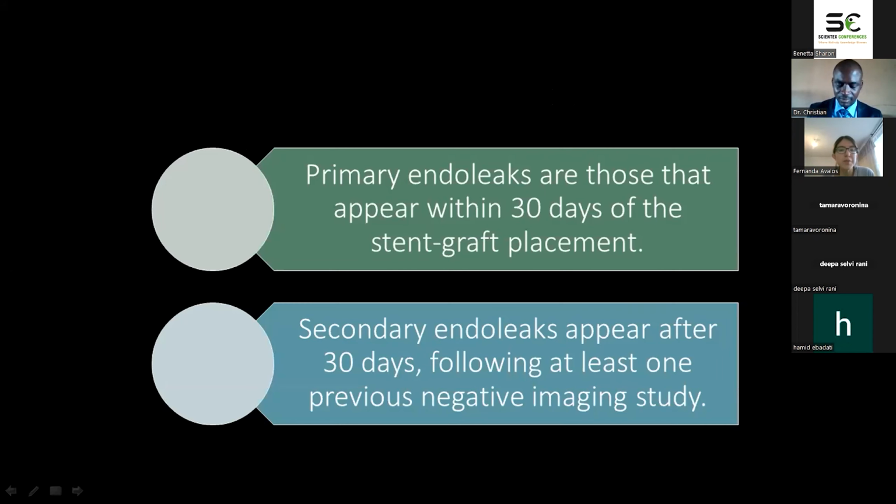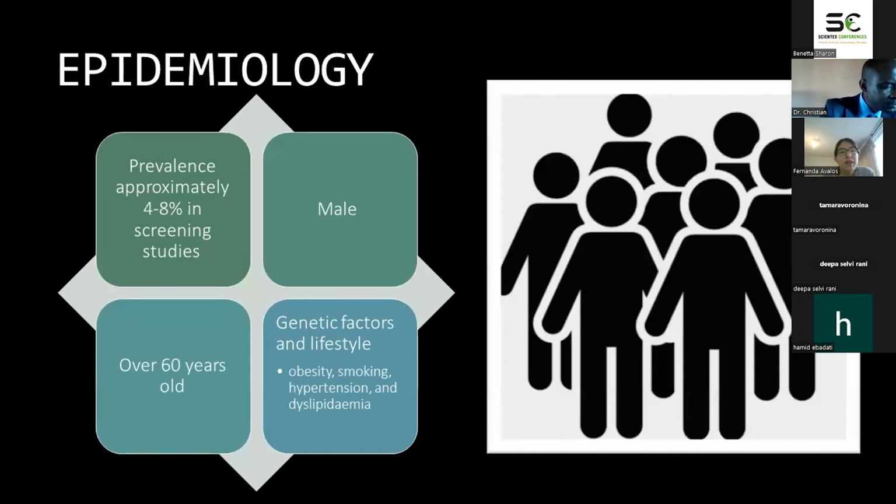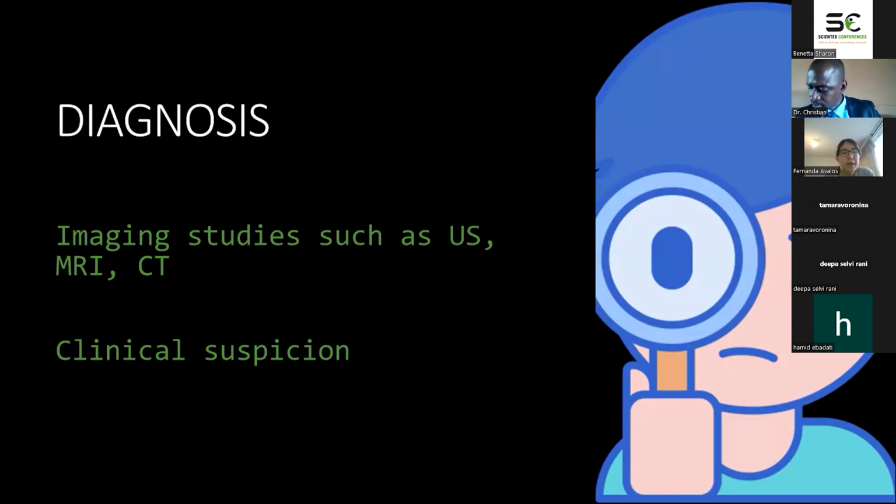We have two types of endoleak: the one that appears within 30 days, and the secondary endoleaks, which appear after 30 days, and we need to have at least one previous negative imaging study. In the epidemiology, there is a prevalence between 4 to 8% in screening studies. It's more frequent in males over 60 years, but there are also some risk factors like obesity, smoking, hypertension, dyslipidemia. And the diagnosis is based on clinical suspicion and imaging studies, such as ultrasound, MRI, or CT.